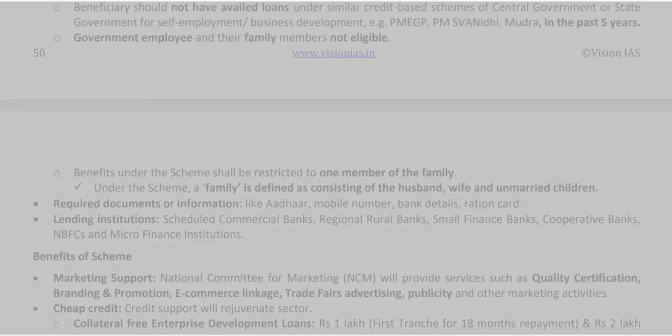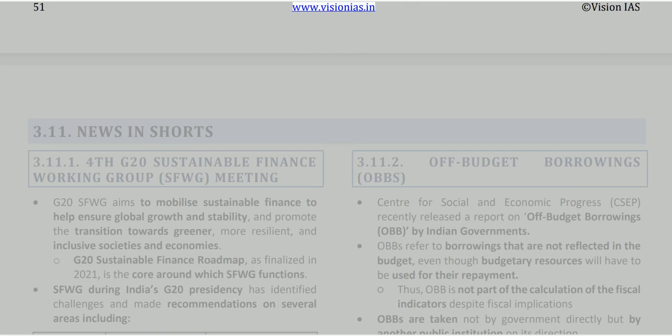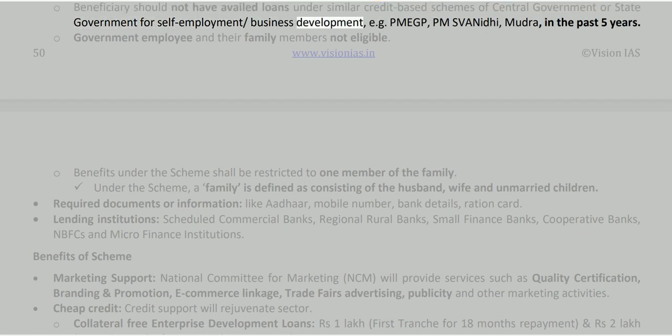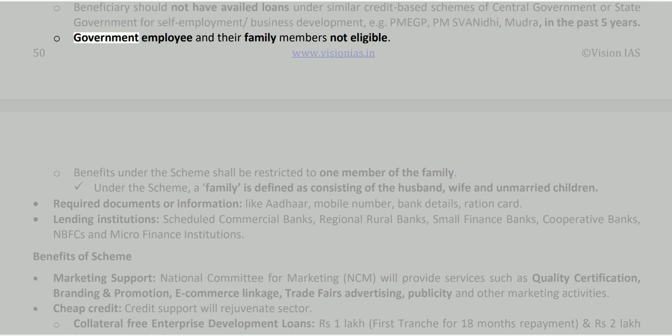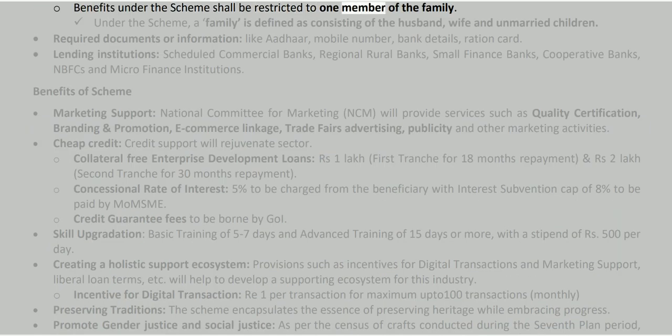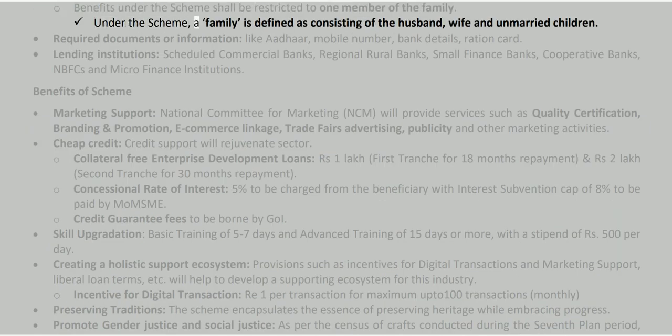Beneficiary should not have availed loans under similar credit-based schemes of central government or state government for self-employment or business development, e.g., PMEGP, PM SVANidhi, Mudra, in the past 5 years. Government employees and their family members are not eligible. Benefits under the scheme shall be restricted to one member of the family. Under the scheme, a family is defined as consisting of the husband, wife and unmarried children.